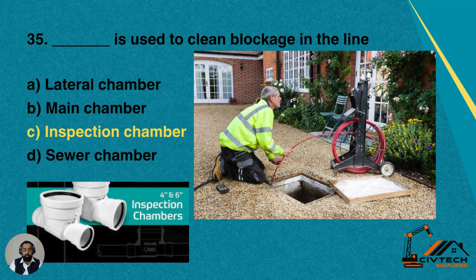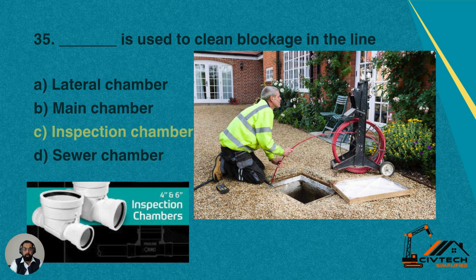We provide them at a decent distance. Inspection chambers are the manholes, and from that chamber the sanitary workers go and inspect the line and start the cleaning process. So that is the start point of the cleaning process. As you can see in the picture, a sanitary worker is cleaning the blockage through the inspection chamber. So these are normally provided in the sewer line.